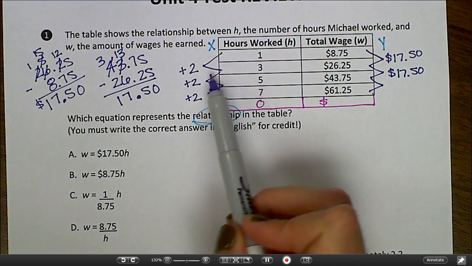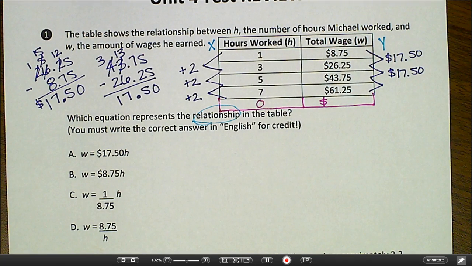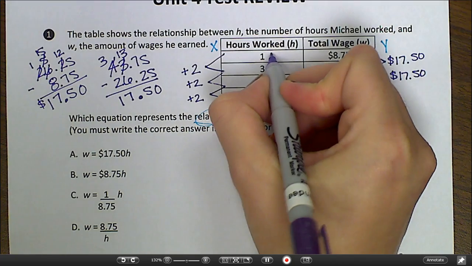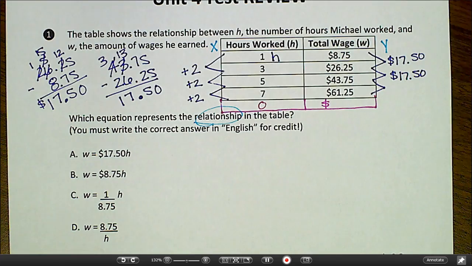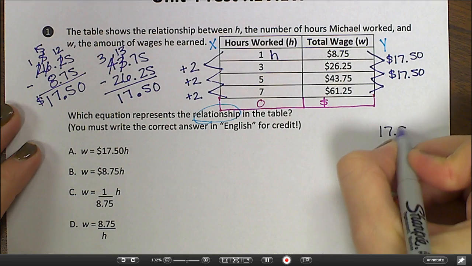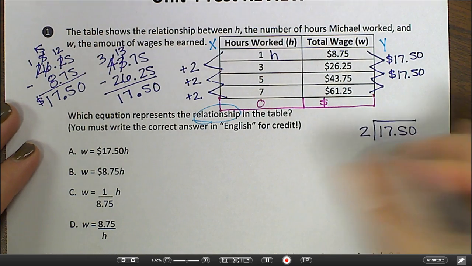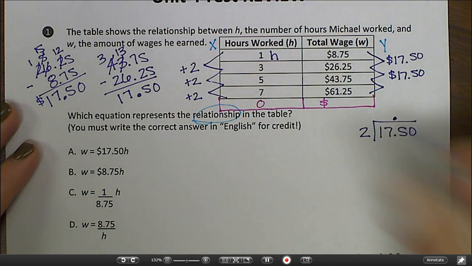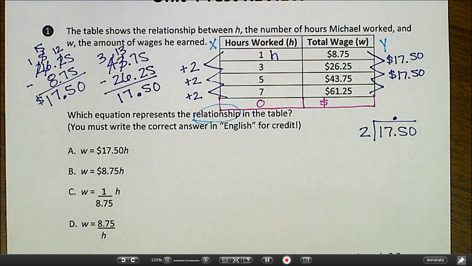For every 2 hours that I work, I'm earning $17.50. But I don't see any answer choices that have to do with 2 hours. I just see H, and H means 1 hour. So this would be 1H, or just H. So I'm going to go ahead and divide this. I'm going to see what is $17.50 divided by 2. I want to figure out not how much I make in 2 hours, but how much am I going to make in 1 hour. So go ahead and pause the video, do your division here, and then push play to double check your answer and your work.